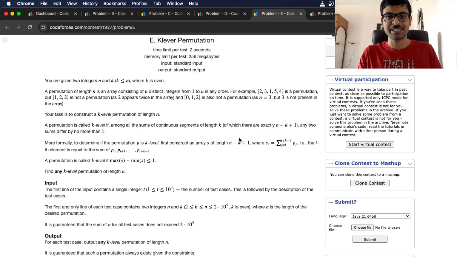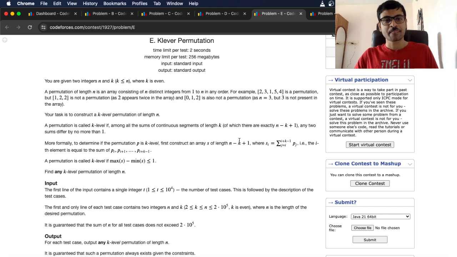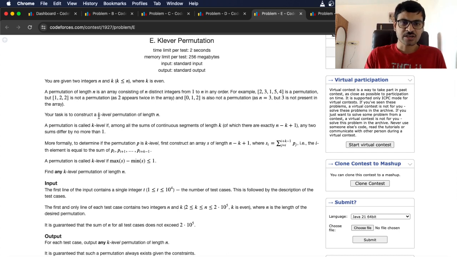So okay, let's see what the question is about. We have n and k. We have to construct a k-level permutation of length n. So it's a constructive kind of problem. You have to use some constructive algorithm. A permutation is called k-level if among all the sums of continuous segments of length k, any two sums differ by no more than 1.